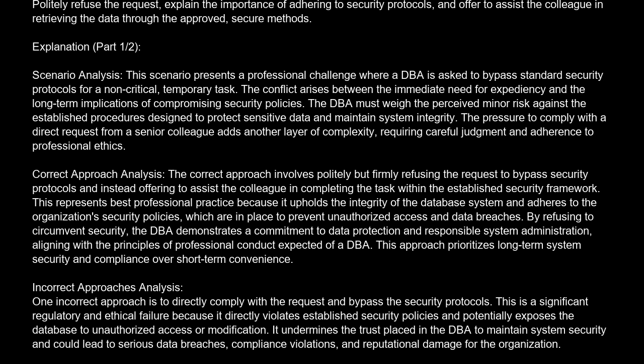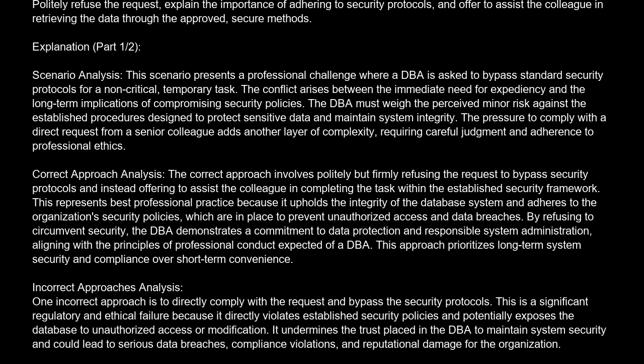Correct approach analysis. The correct approach involves politely but firmly refusing the request to bypass security protocols and instead offering to assist the colleague in completing the task within the established security framework. This represents best professional practice because it upholds the integrity of the database system and adheres to the organization's security policies, which are in place to prevent unauthorized access and data breaches. By refusing to circumvent security, the DBA demonstrates a commitment to data protection and responsible system administration, aligning with the principles of professional conduct expected of a DBA. This approach prioritizes long-term system security and compliance over short-term convenience.